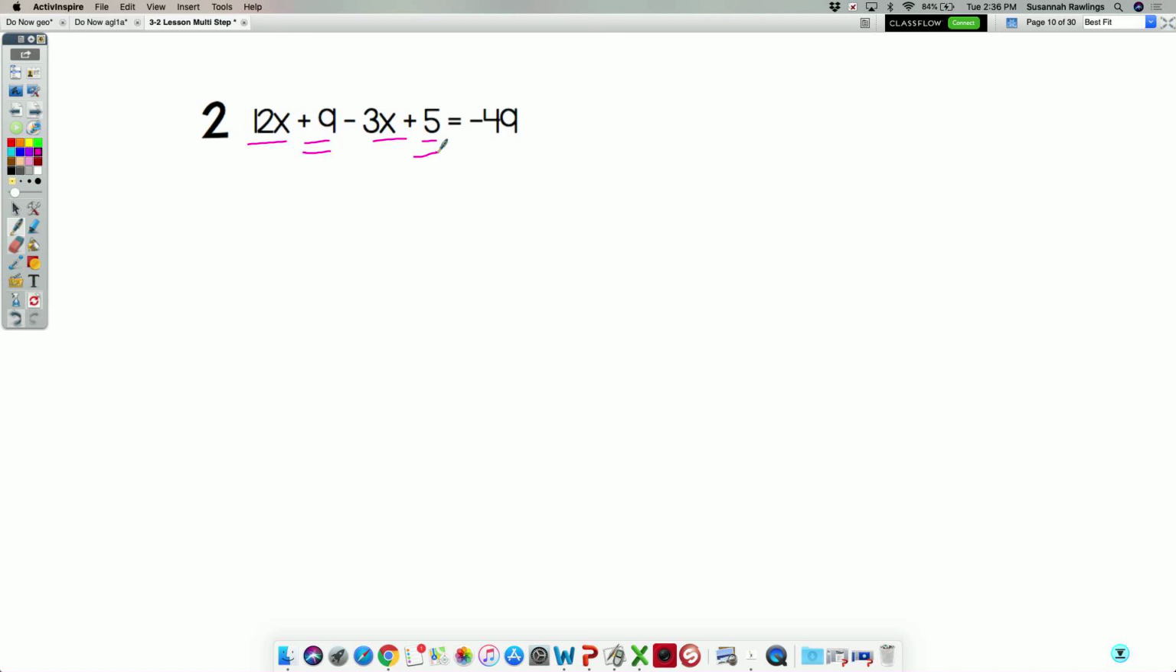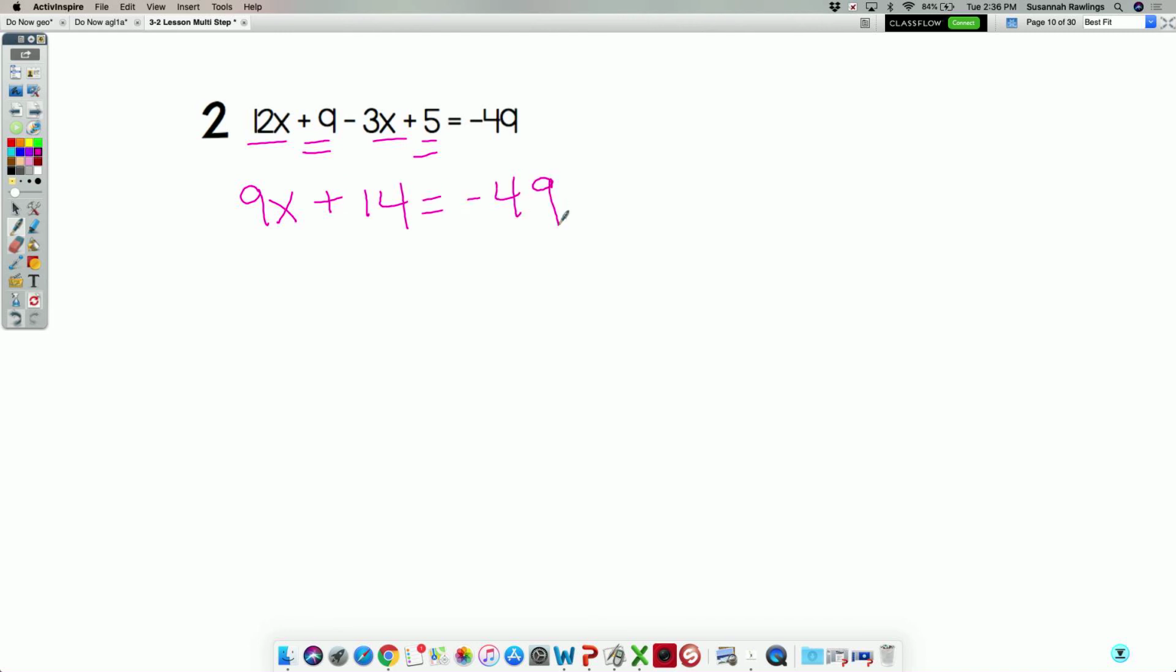We can always combine numbers. So let's go ahead and do our x's first. What's 12x minus 3x? 9x. And what is 9 plus 5? 14. Good. And I'm going to bring down the rest.